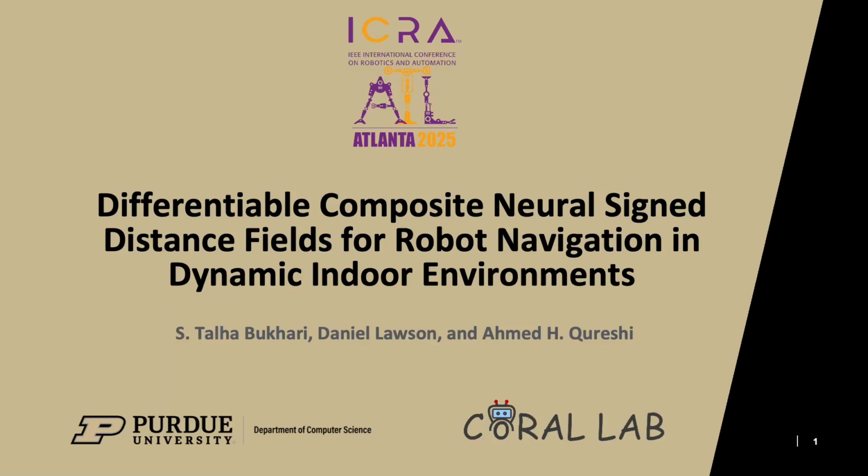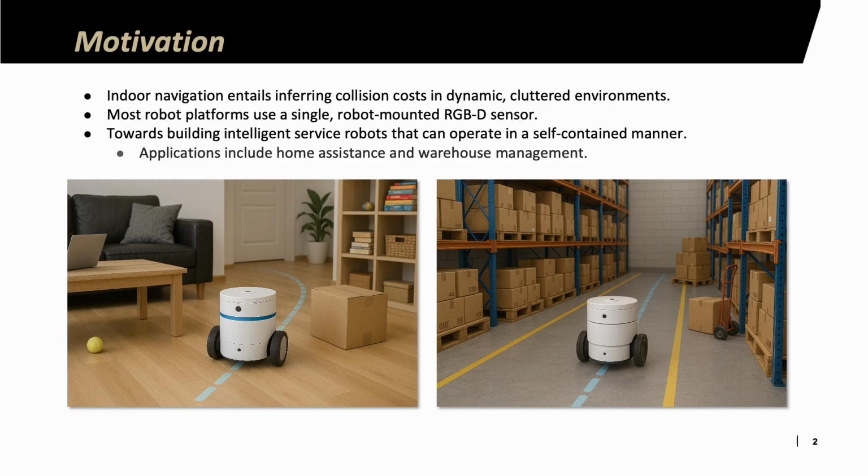Hi, I'm Talha, and I'm presenting our paper, Differentiable Composite Neural Sign Distance Fields for Robot Navigation in Dynamic Indoor Environments. Indoor navigation entails inferring collision costs for static and dynamic components of the environment in real time and usually in clutter to guide downstream planners.